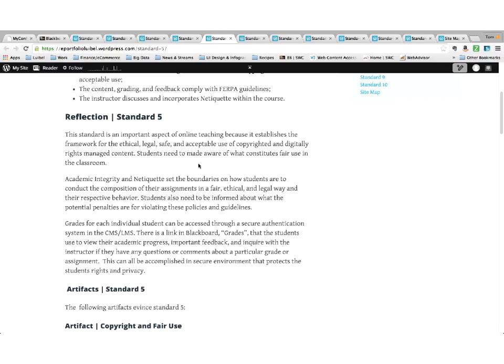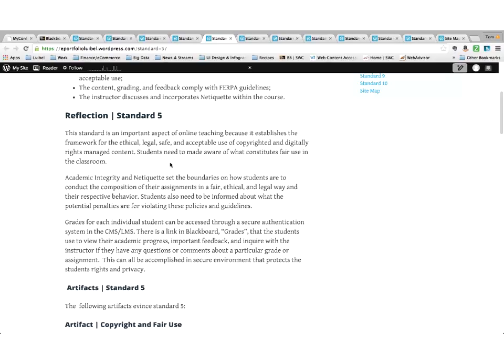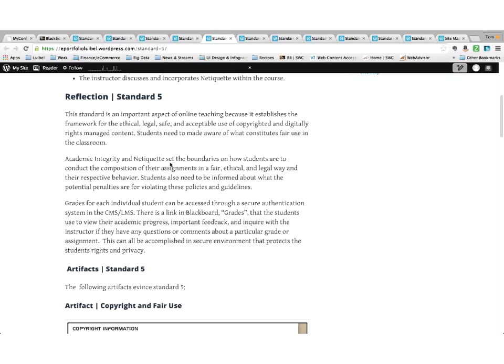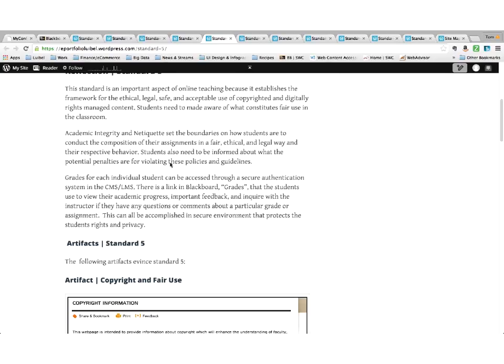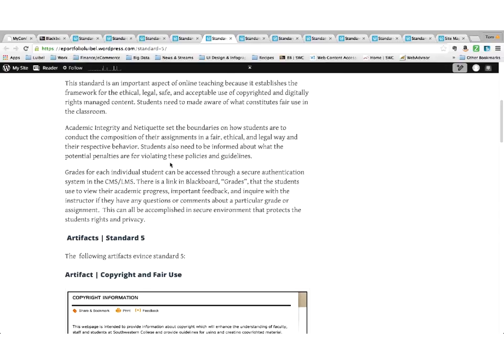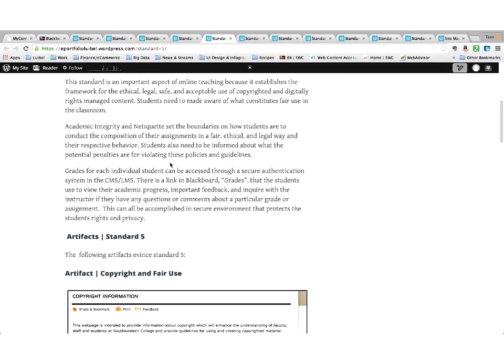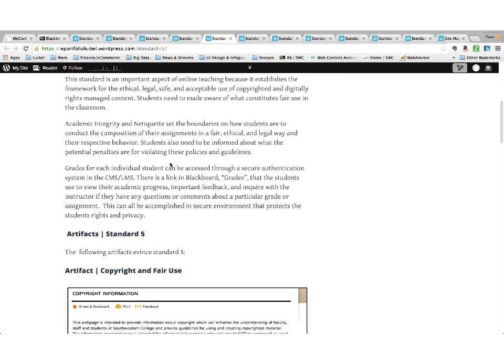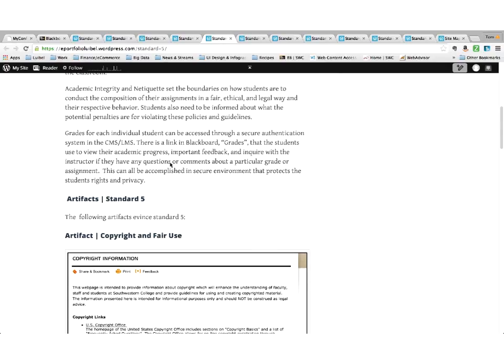So this is a very important standard because it establishes the framework for the instructor, the institution, and the student on the ethical, legal, safe, and acceptable use of copyrighted and digitally rights-managed content. Students need to be made aware of what constitutes fair use in the classroom. Academic integrity and etiquette set the boundaries on how students are to conduct the composition of their assignments in a fair, ethical, and legal way, and their respective behavior. Students also need to be informed about what the potential penalties are for violating these policies.